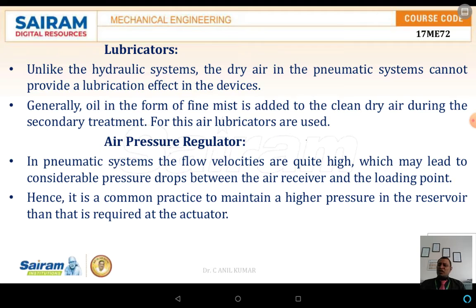The pneumatic systems cannot provide lubrication effectively because, as we know, because of the compression or the high pressures there may be a rise in temperature. The rise in temperature may remove the lubricants which are there in the moving parts. Generally oil in the form of a fine mist is added to clean dry air during the secondary treatment. For this, air lubricators are used.